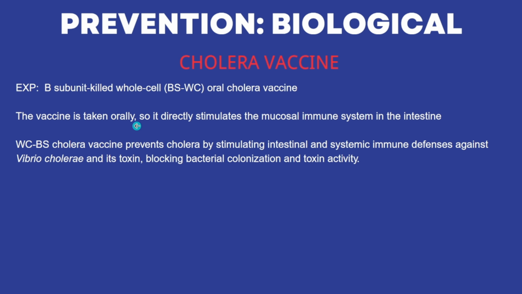This is given orally, meaning that it does not require an injection, and directly stimulates the mucosal immune system in the intestine. So it prevents cholera by stimulating the intestinal and systemic immune defense against Vibrio cholerae and its toxin, blocking bacterial colonization, meaning that it blocks the bacteria, Vibrio cholerae, from colonizing, binding to the intestinal cells, and releasing toxin.